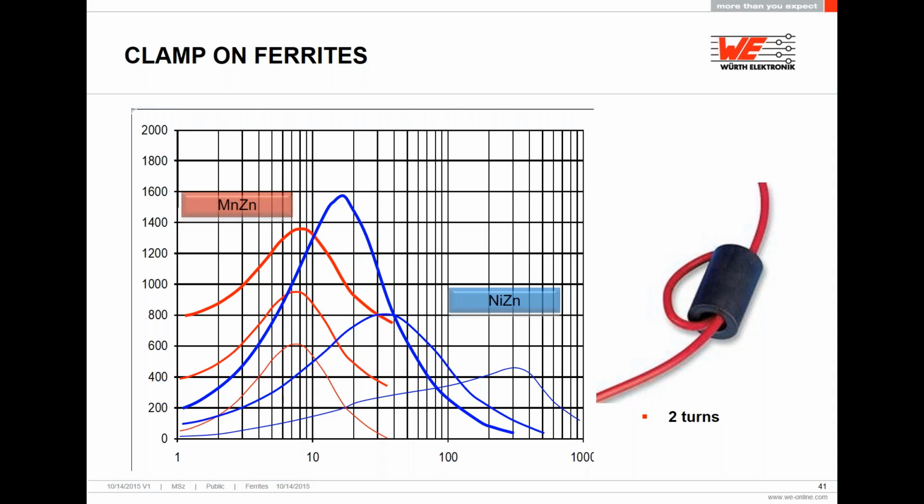And now we have three turns through the manganese zinc clamp-on ferrite. Notice that as you add turns with a manganese zinc product, you increase impedance, but the frequency does not shift drastically. So depending on the frequency and the impedance that you need for your application, you will need to choose either a manganese zinc ferrite or a nickel zinc ferrite.